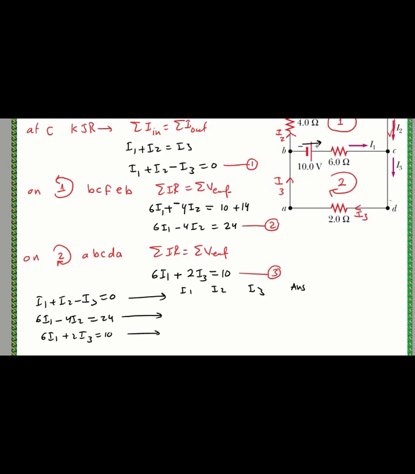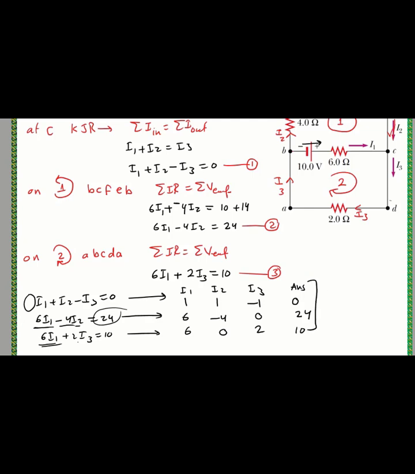From the first one, I1 has a coefficient of 1 and I2 also 1, but I3 minus 1, and the answer of the equation is 0. From equation number 2, for I1 I have 6 and I have minus 4 for I2, and there is no I3, so I put 0, and the answer is 24. The third one, for I1 I have 6. For I2, I don't have I2, so it's 0. For I3, I have 2, and the answer is 10.